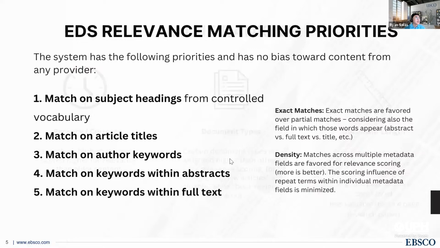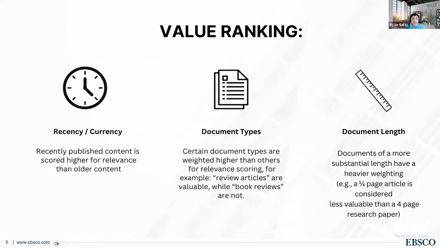Apart from that, the system also utilizes a feature called value ranking. So what is a value ranking? This is a specific content attribute that matches the records that may contribute to relevant scoring.